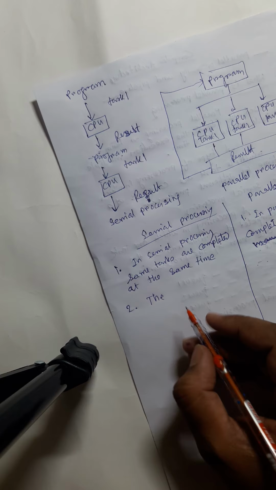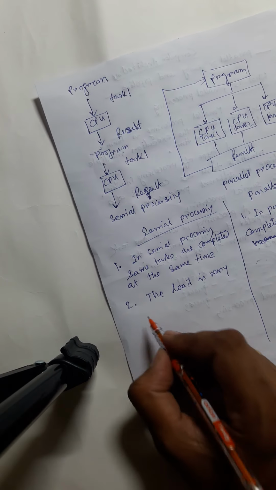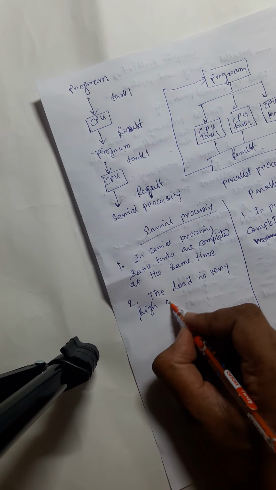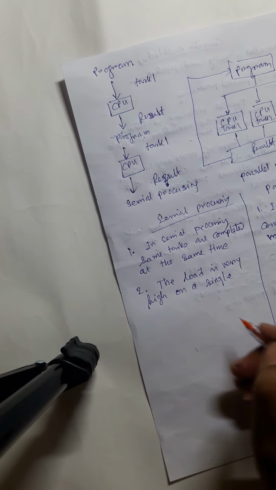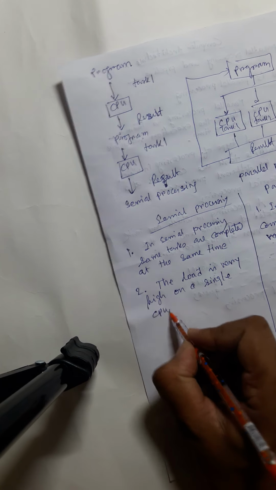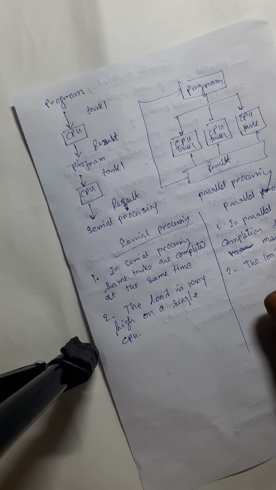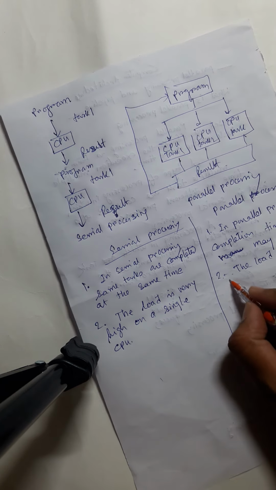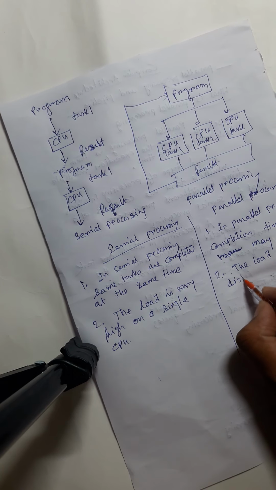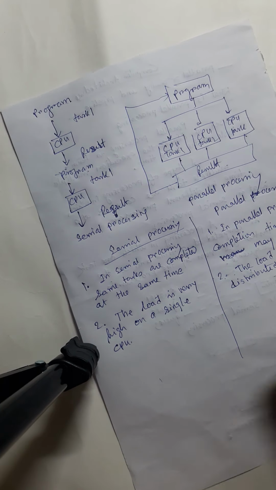Number 2 difference: in serial processing, the load is very high on a single processor. A single processor means only one CPU, so there is more load on a single CPU or processor. In parallel processing, the load is distributed. Load means the programs; many programs, many tasks are the load. The load is distributed to many processors.